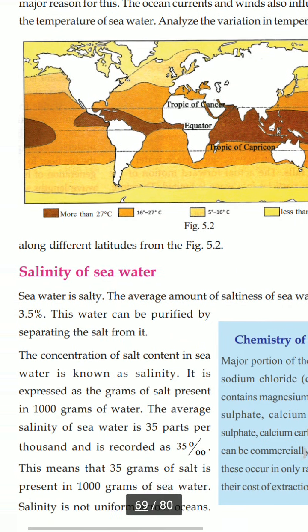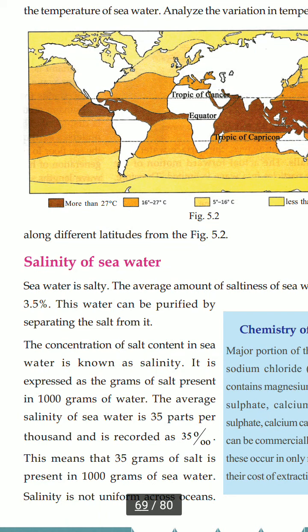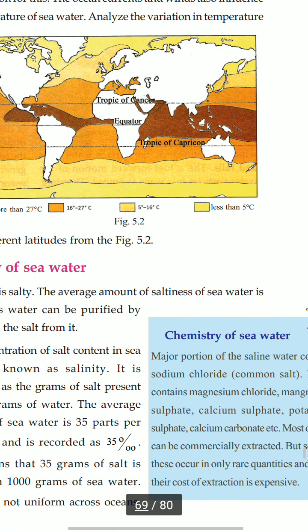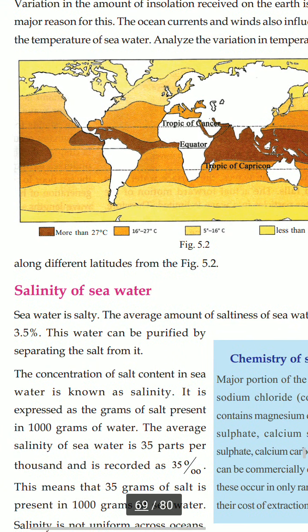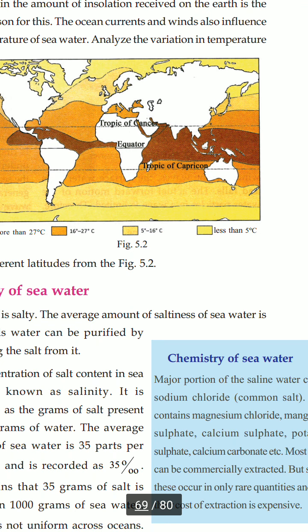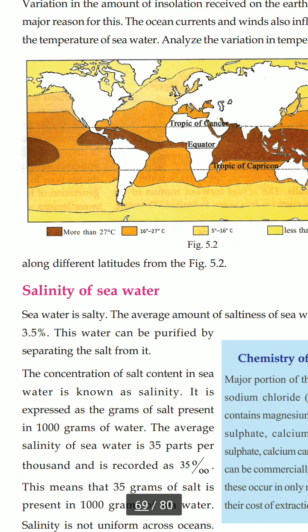Next one, salinity of seawater. Salinity means what? Your salt. Seawater is salty. You all have tasted the seawater, isn't it? It is very salty. The average amount of saltiness of seawater is almost 3.5%. That means the average amount of salt present in seawater is 3.5%. Out of any amount of water, nearly 3.5% is salt.